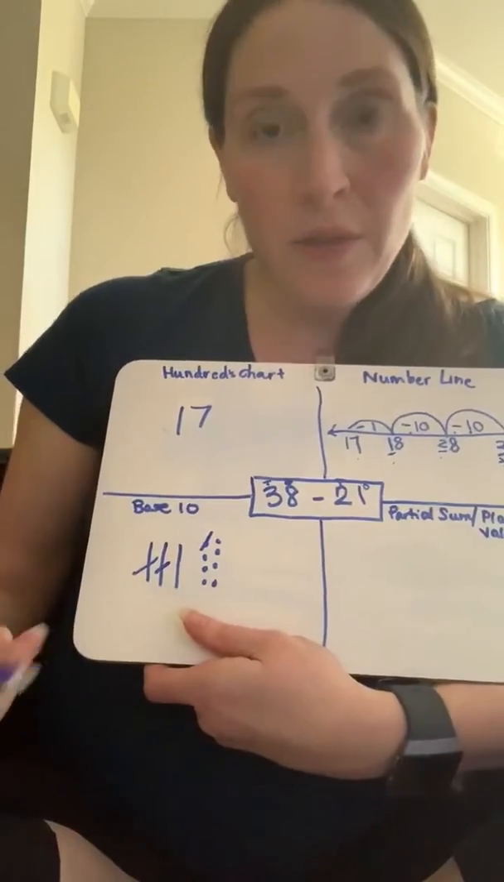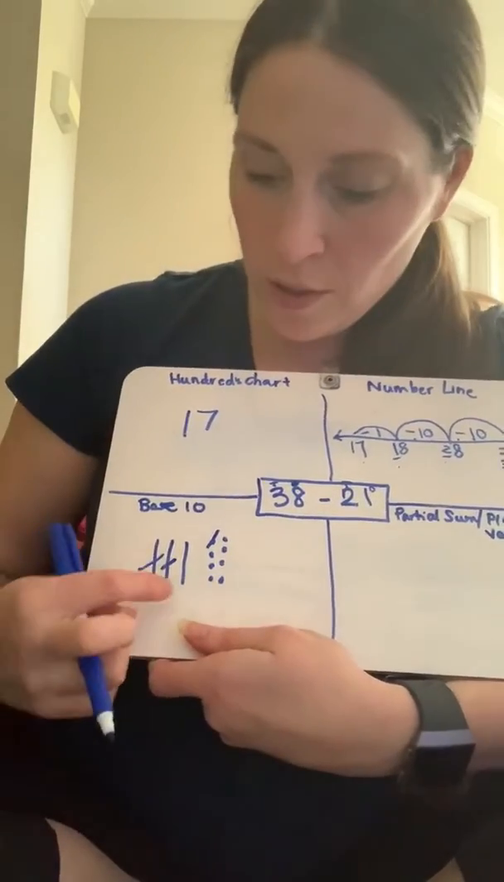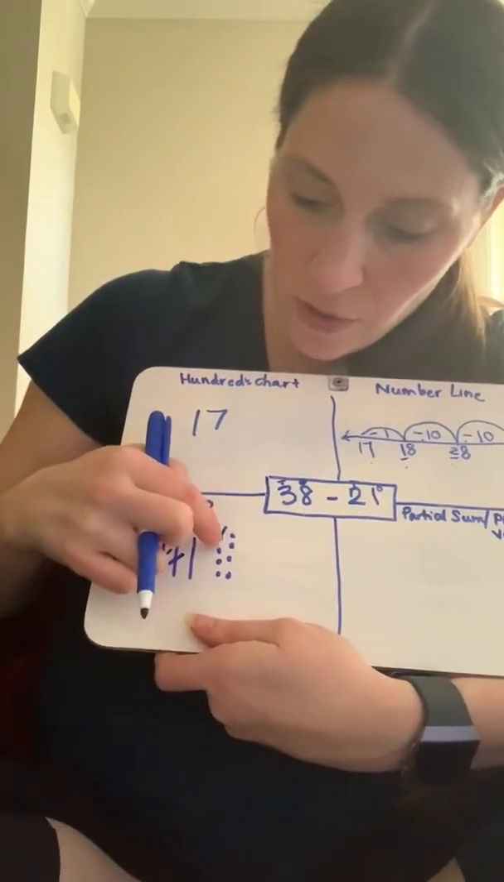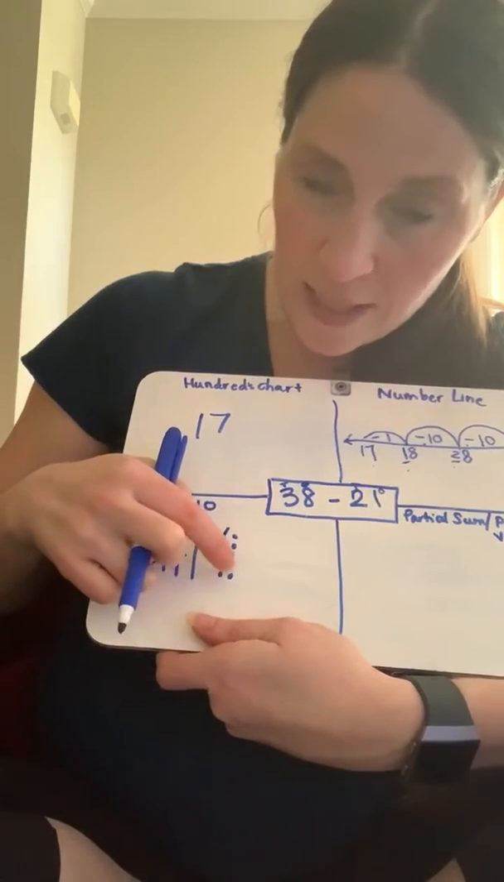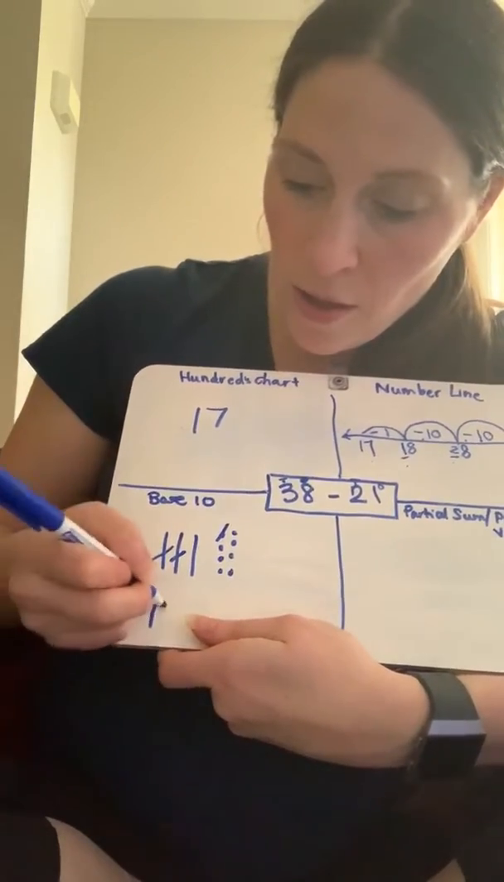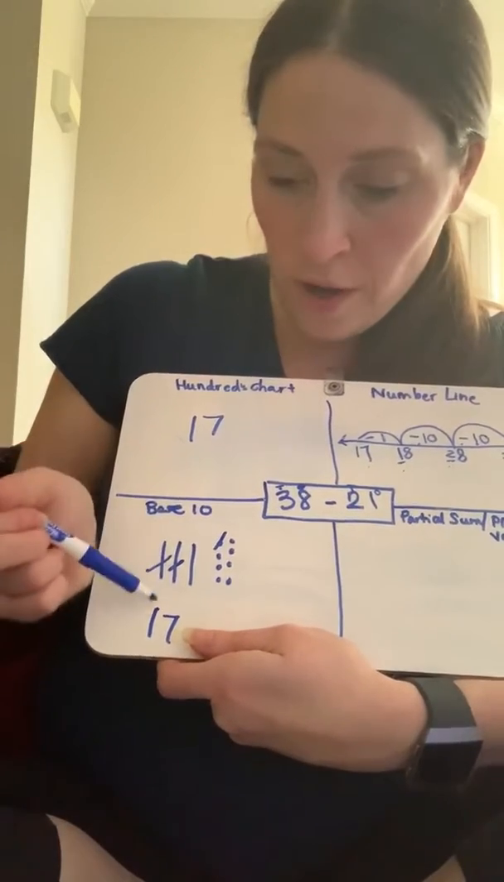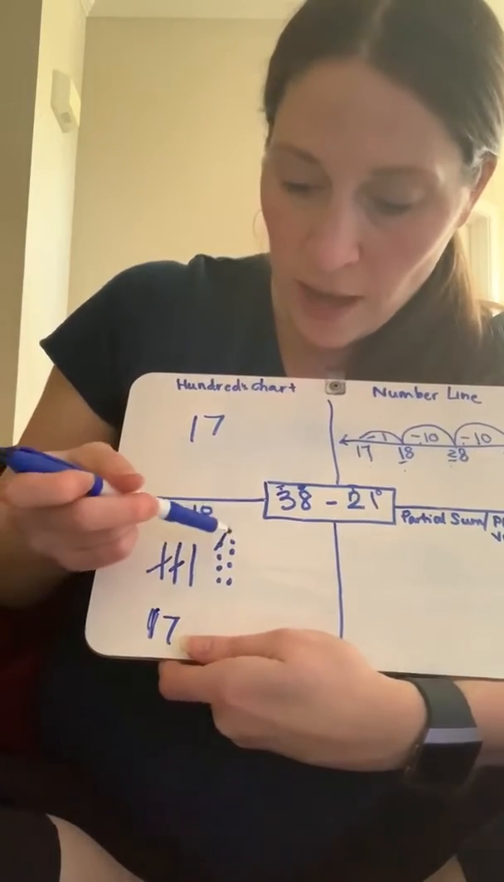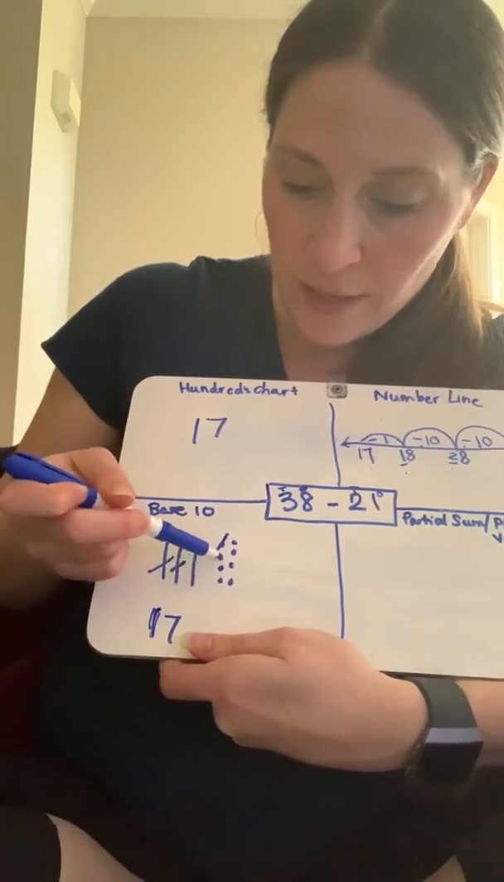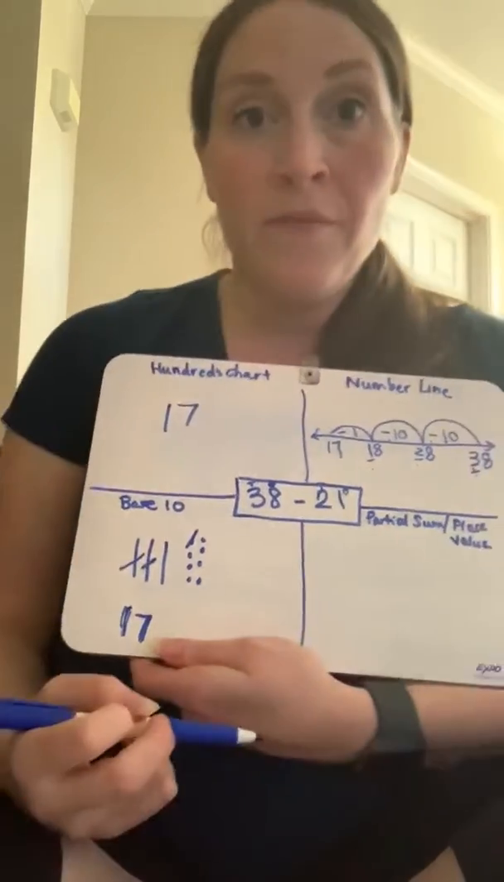So now you can count these by counting by tens and ones. So 10, 11, 12, 13, 14, 15, 16, 17. Or you have how many tens left? 1. And how many ones left? 1, 2, 3, 4, 5, 6, 7. And just write your 7.